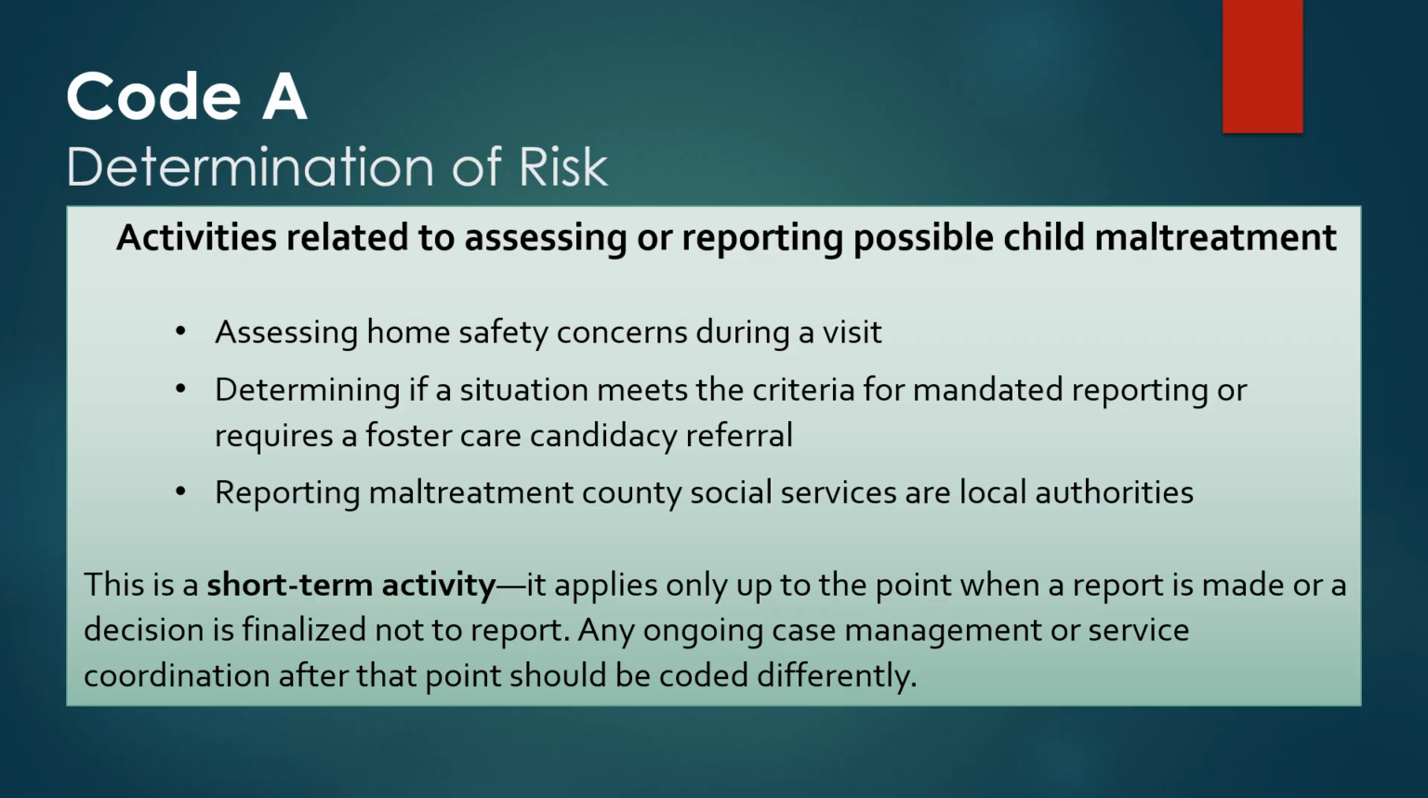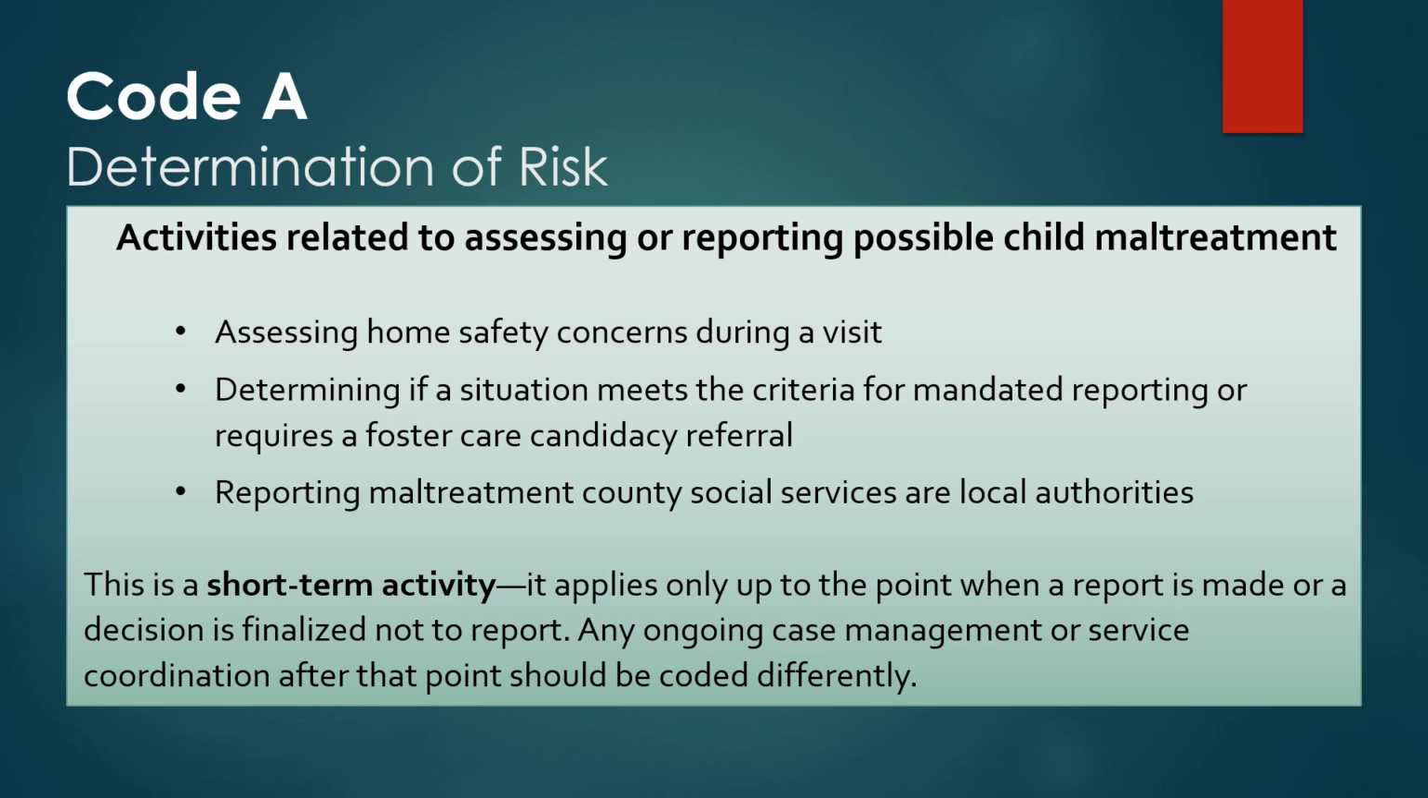Codes A through C all connect to children who are either in foster care or at risk of entering it. Code A covers activities related to assessing or reporting possible child maltreatment. Use this code when you're actively involved in determining whether a situation meets the criteria for mandated reporting or requires a foster care candidacy referral. Examples include assessing home safety concerns during a home visit, consulting with colleagues about a disclosure, discussing whether the situation meets the threshold for reporting, or completing documentation related to this decision.